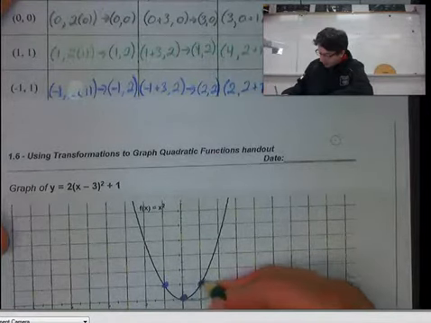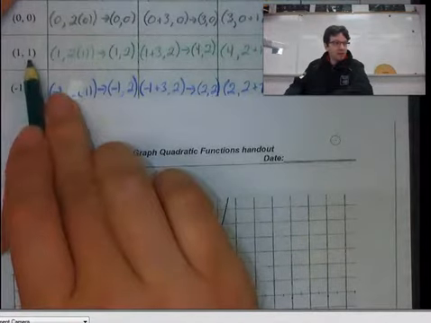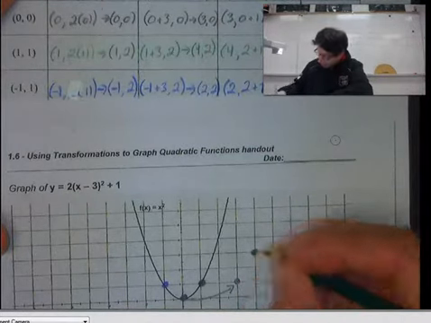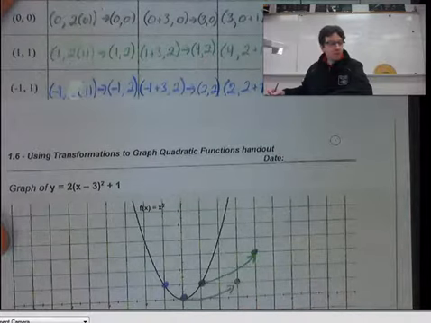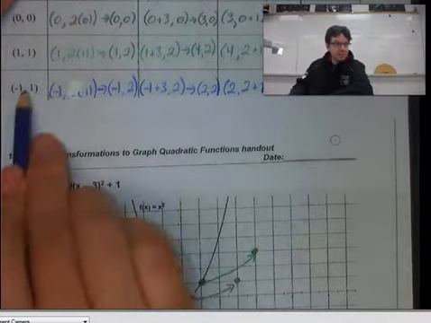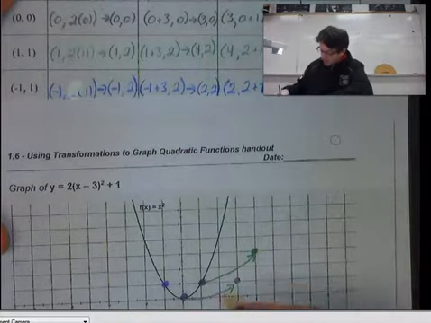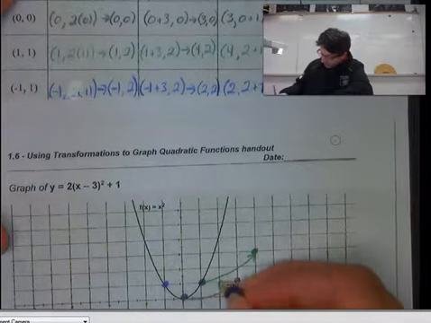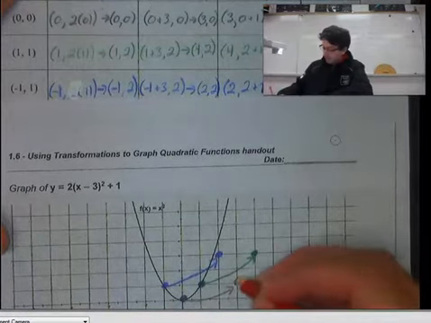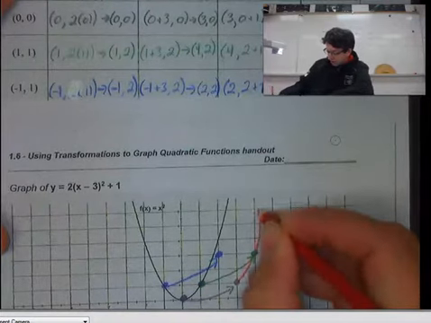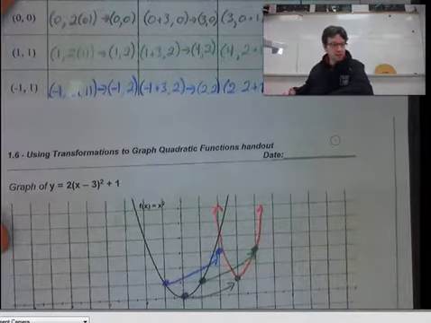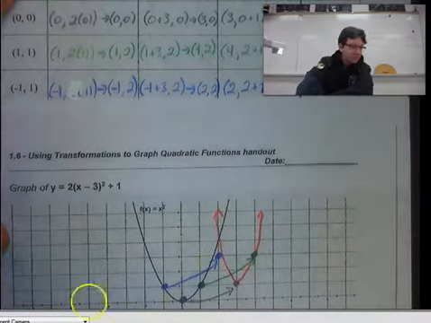Our next point right here, which was 1 and 1, is now going to be 4 and 3. So there's 4 and 3. So this point has moved right there. And our last point, which was minus 1 and 1, is now 2 and 3. So it moved to 1, 2, and 1, 2, 3, right here. Okay, so now that you have your new 3 points, sort of sketch a rough look of what our new quadratic would look like. Okay, let me pause there. I know that was a lot.